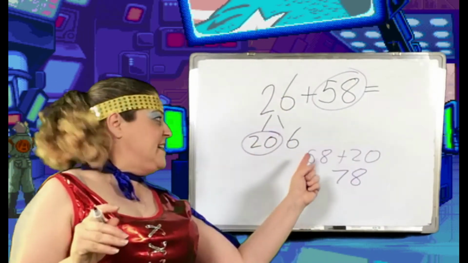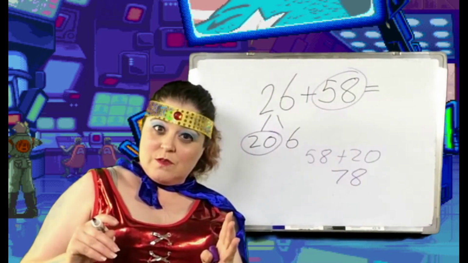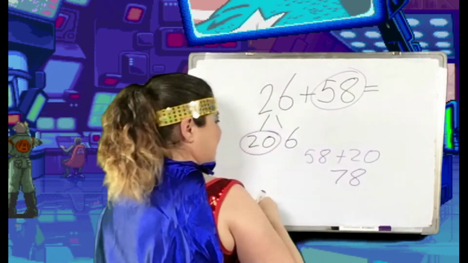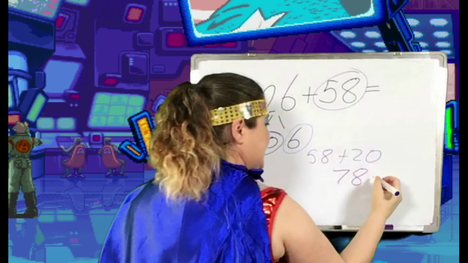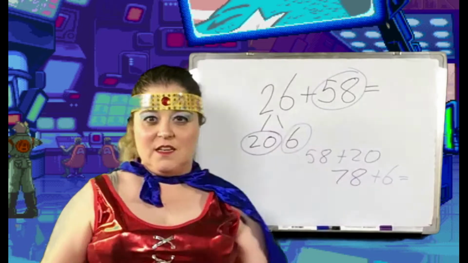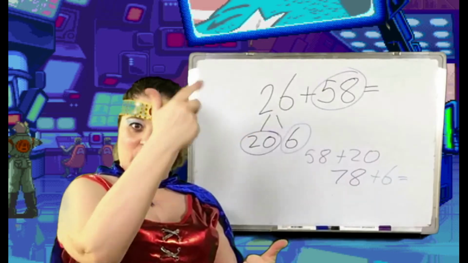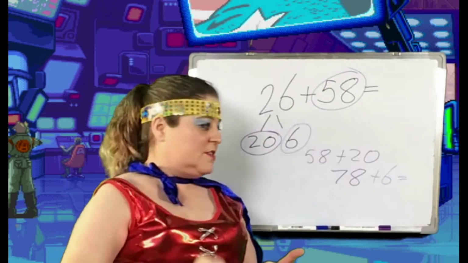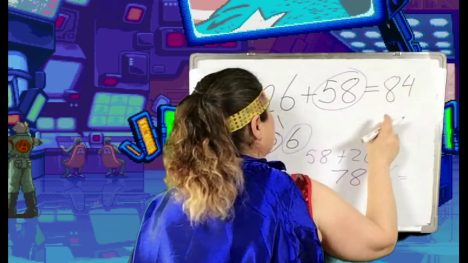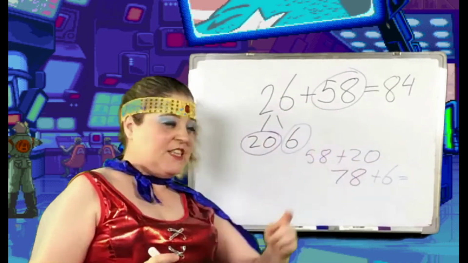Now that we've added the tens to the big number, what do we do? That's right, we add the ones. So, the ones are right here. So 78 plus 6. 78, 79, 80, 81, 82, 83, 84. So our answer is 84. 26 plus 58 is 84.